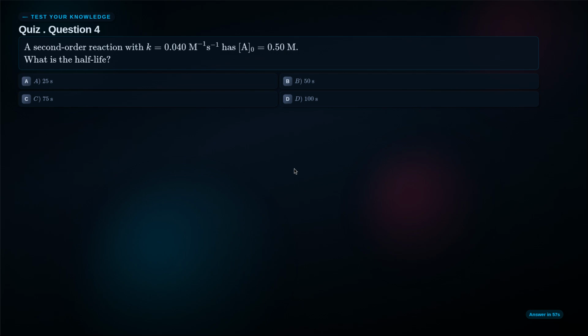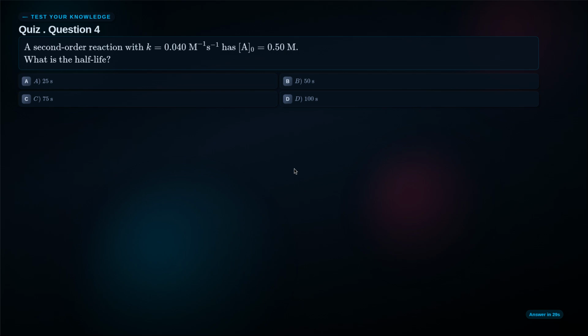Quiz question 4. A second-order reaction with k equals 0.040 per molar per second has an initial concentration of 0.50 molar. What is the half-life? Option A, 25 seconds. Option B, 50 seconds. Option C, 75 seconds. Option D, 100 seconds. The correct answer is B, 50 seconds.